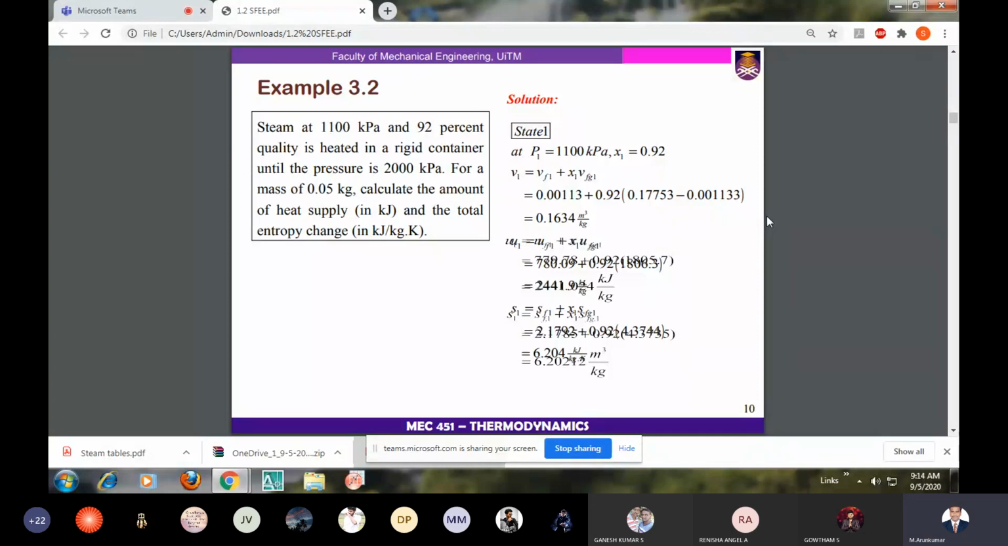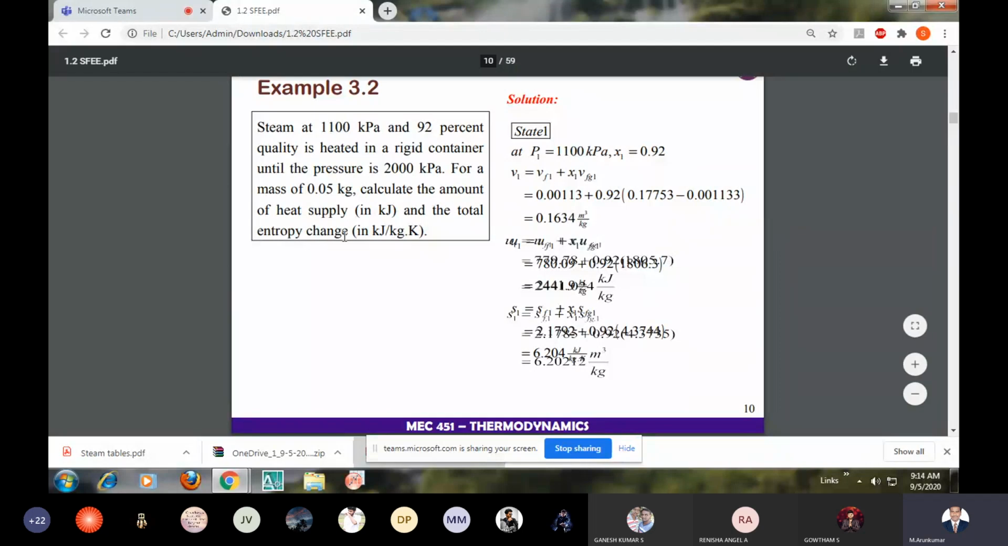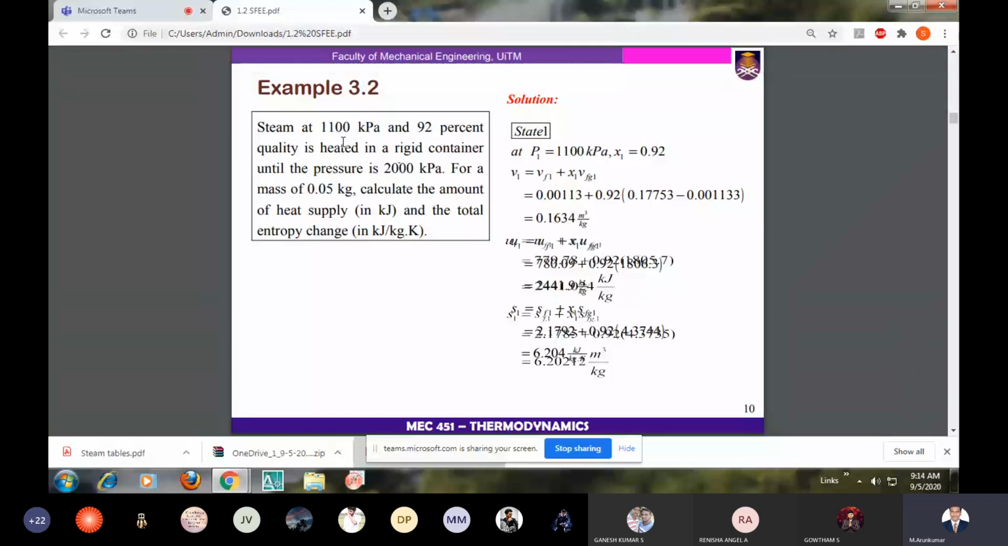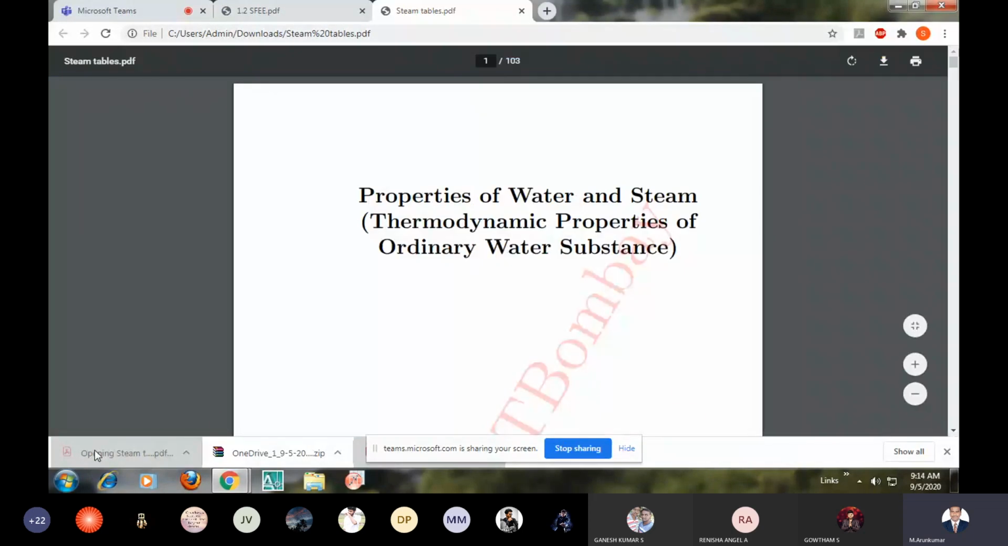Yes, what we need to find is Q, then the entropy change, change in S. Okay, so to solve this problem, we need to understand what a steam table is and how we can use this steam table to solve this kind of problem. So let us look at the steam table.